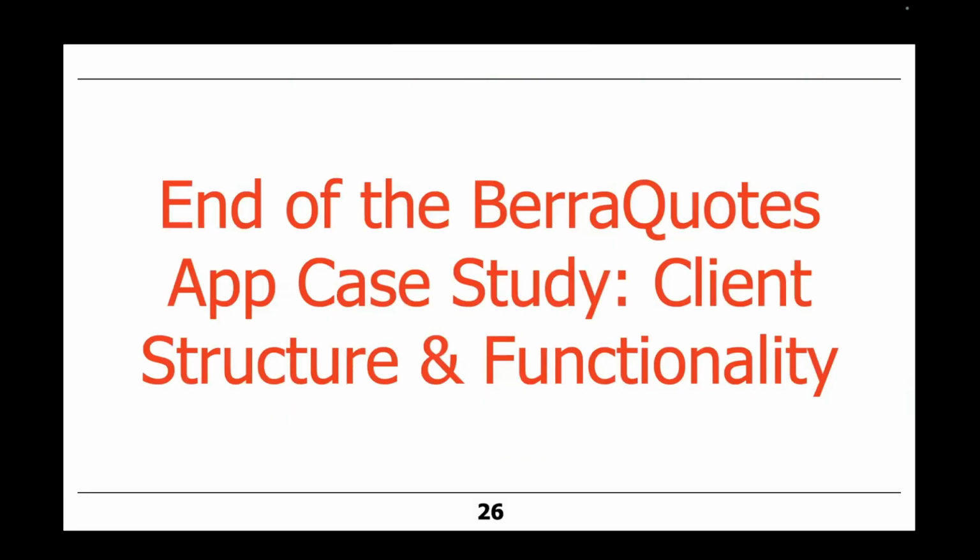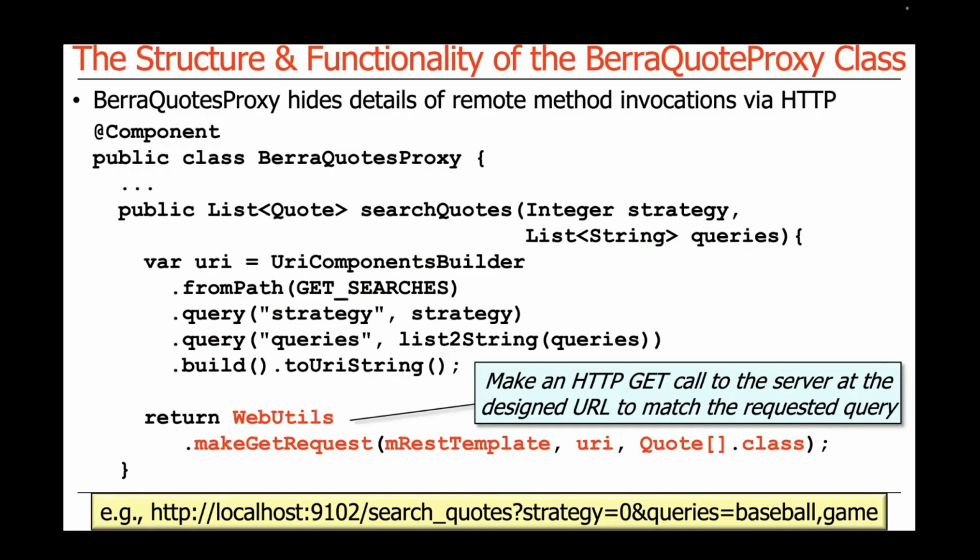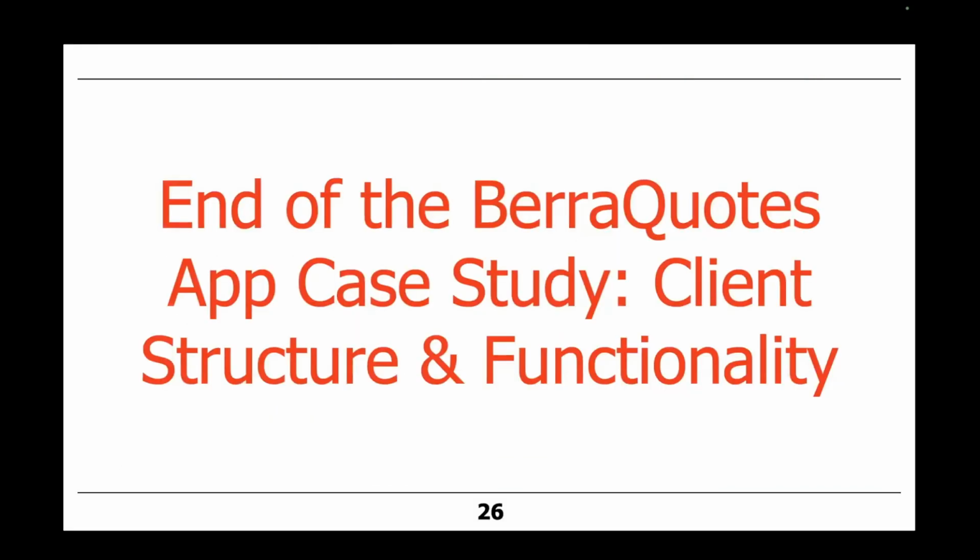The thing I want you to remember about proxies is this is where the nasty, nitty-gritty, low-level details of programming with HTTP lurk. And so we are well advised to build abstractions to hide this. Right now, we're generating this code manually. You'll learn later in the course how to use various other modern features in Spring to automate the generation of all this code. Okay, so that's the end of the client structure and functionality.